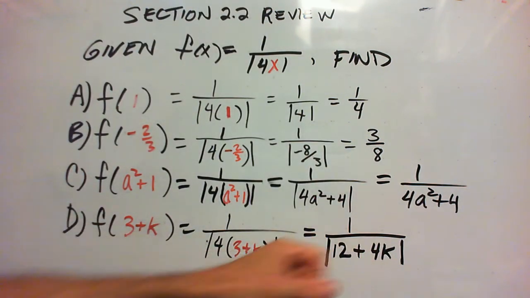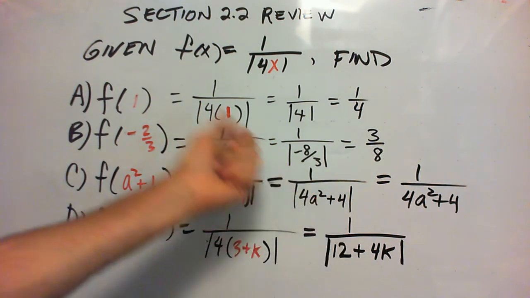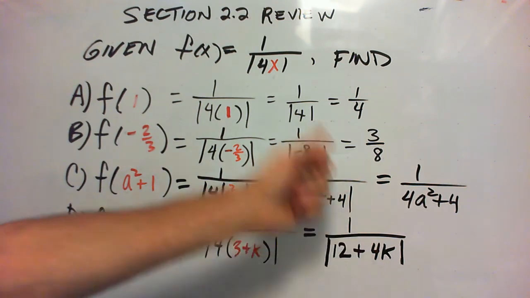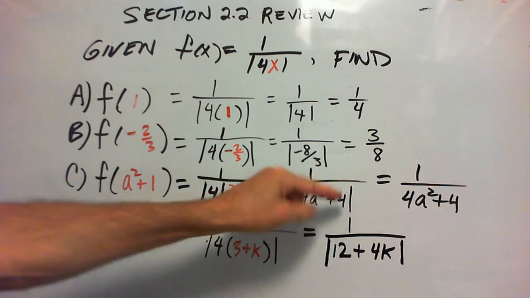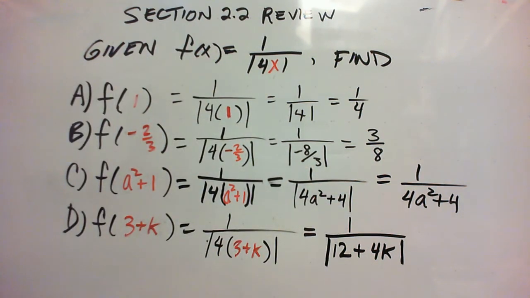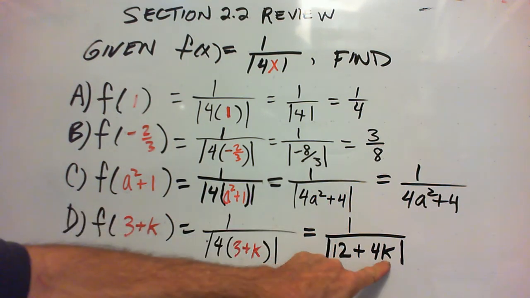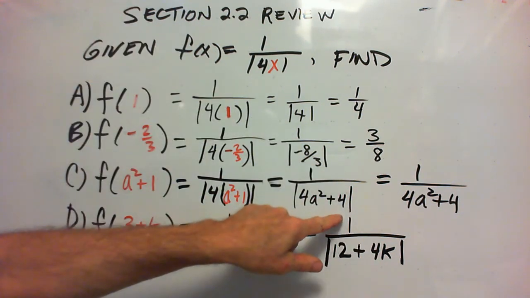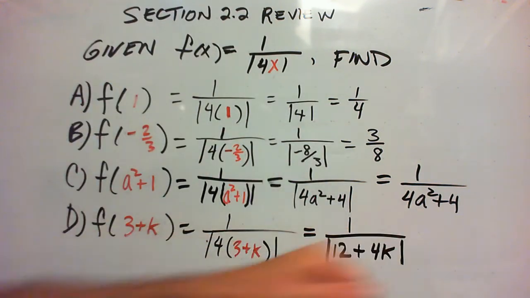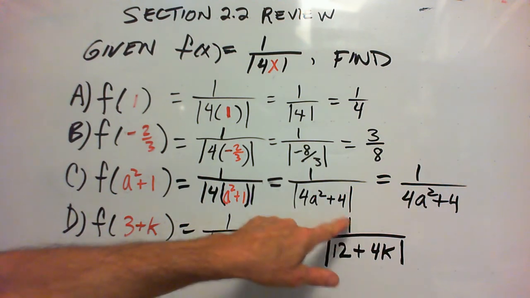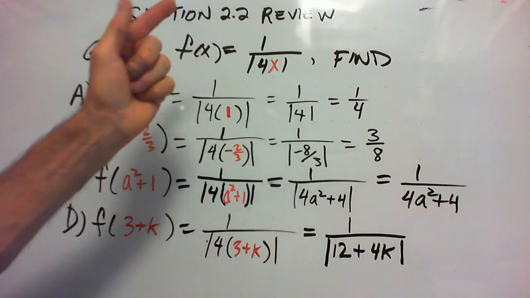What if k is -4? You're going to get a different answer than if k is +4. We don't know if the bottom is positive or negative. So if we dropped those absolute value bars and k was -4, we'd get 1 over 12 minus 16, which is negative 1/4. We'd get a negative answer. But this answer has to be positive because it's 1 divided by this absolute value.